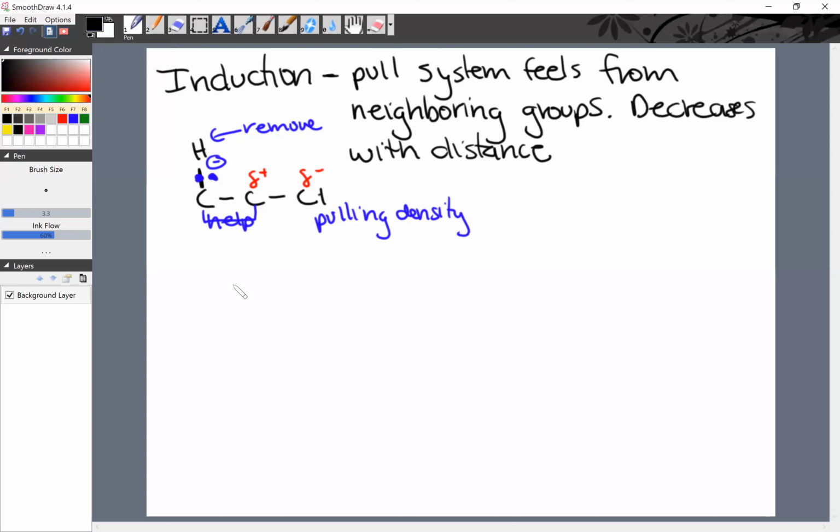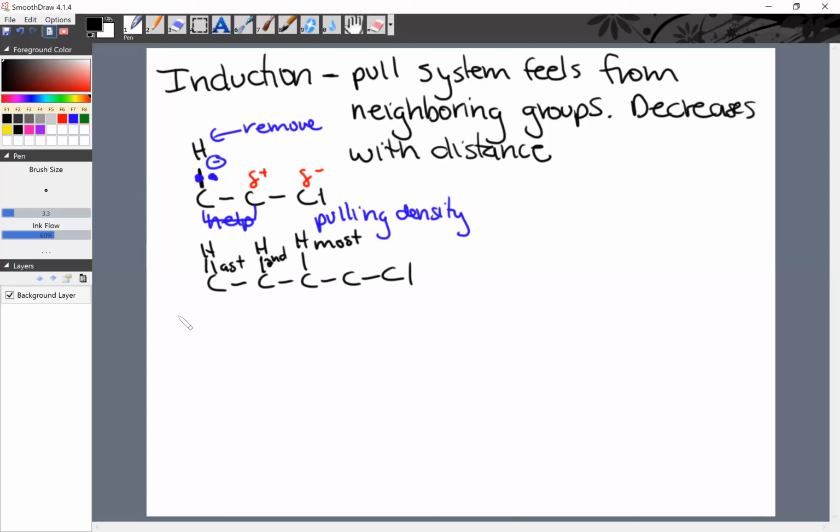When I say distance, let me see. So this one was 2 carbons away. So those are the 3. This one would have the most, if you will, feel. This one would be the second because it's further away. This one would be last. And there is a limit. Eventually, it doesn't even matter anymore. So induction is the pull or the effect that the system feels from the neighboring groups. And we're going to learn you can either do donating or withdrawing.